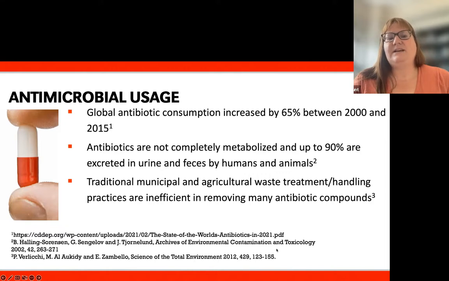Whether we're using them for people or for animals, antibiotics are not completely metabolized, meaning that some fraction of the antibiotic is excreted from either the human or the animal in its biologically active form. So they're released into either urine or fecal material. Oftentimes when we're thinking about animal wastes, we can apply those wastes to land as a beneficial soil conditioner, as a replacement for chemical fertilizers. With municipal waste, human waste is treated in a wastewater treatment plant, but those plants are not always designed to remove these antibiotic compounds. And so what we find is that we have these antibiotics entering the environment either through municipal wastewater treatment effluents or after land application of animal manures.